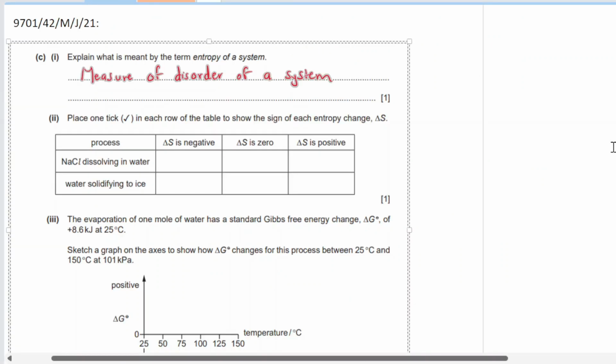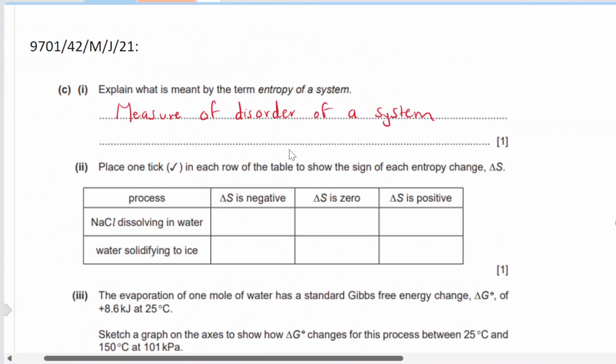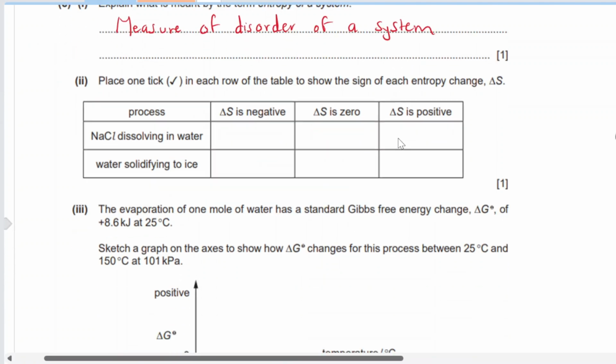Okay, we have reached the last question of this paper, and this is from May-June 2021. The first question says, explain what is meant by the term entropy of a system. Now again, these are just basic definitions. We learned that entropy is a measure of disorder, a measure of randomness of a system, right? So you can just write that and you get the 1 mark.